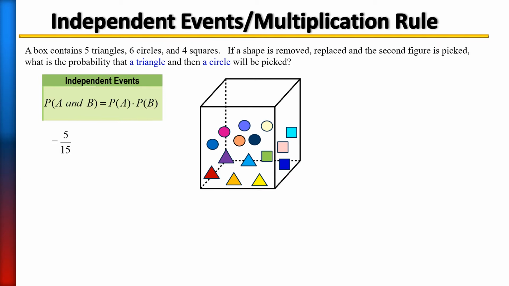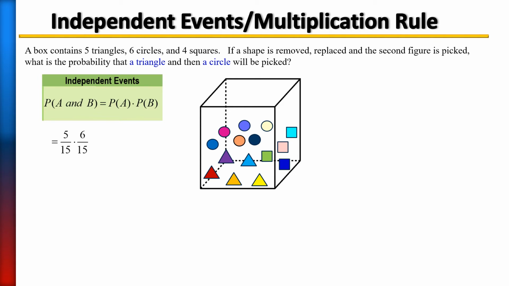So the outcome of this second event B is not going to be affected by the outcome of the first event. So how many circles are there? We have 6 circles in the box out of the 15. So the probability of selecting a circle then would be 6 over 15. So when you want to find the probability of compound events that are independent, all you need to do is multiply the two fractions.